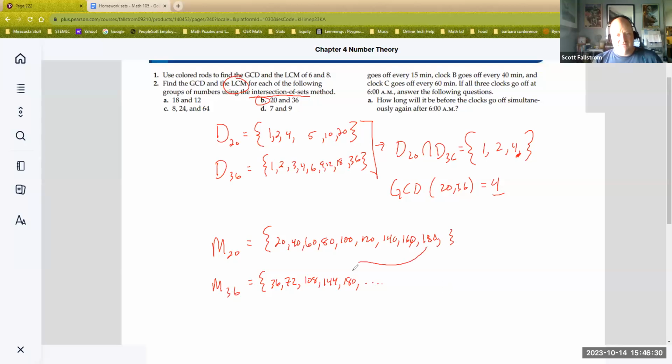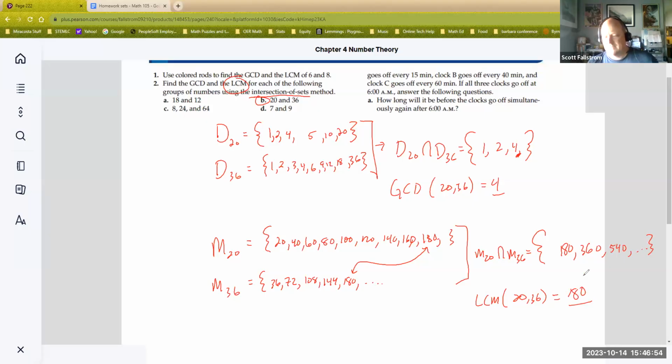But when I finally find something that matches up, I know that would be the multiple. So multiples of 20 intersect multiples of 36 would start at 180, then 360, then 540, and it would just keep going from there. So that's why the least common multiple of 20 and 36 is 180. And again, that's because they asked you to do the intersection of sets method.